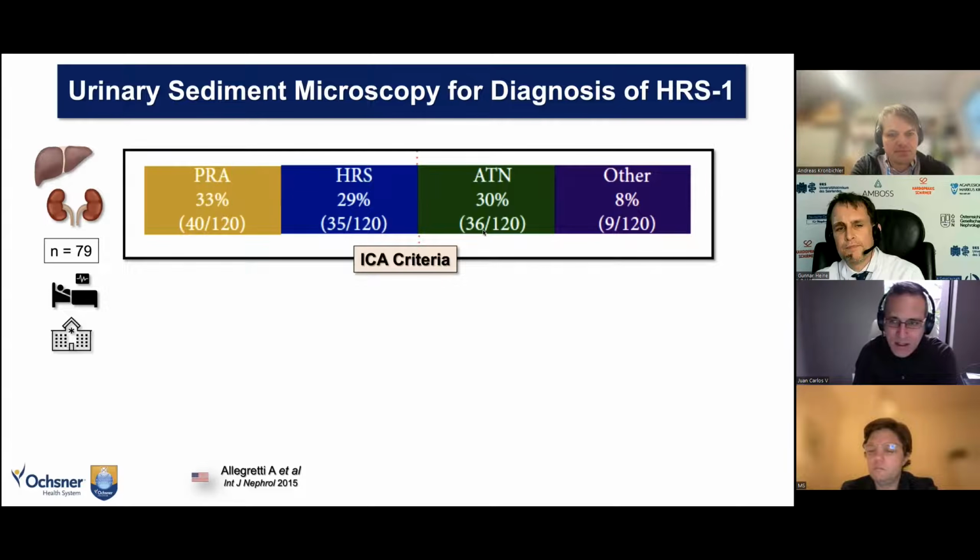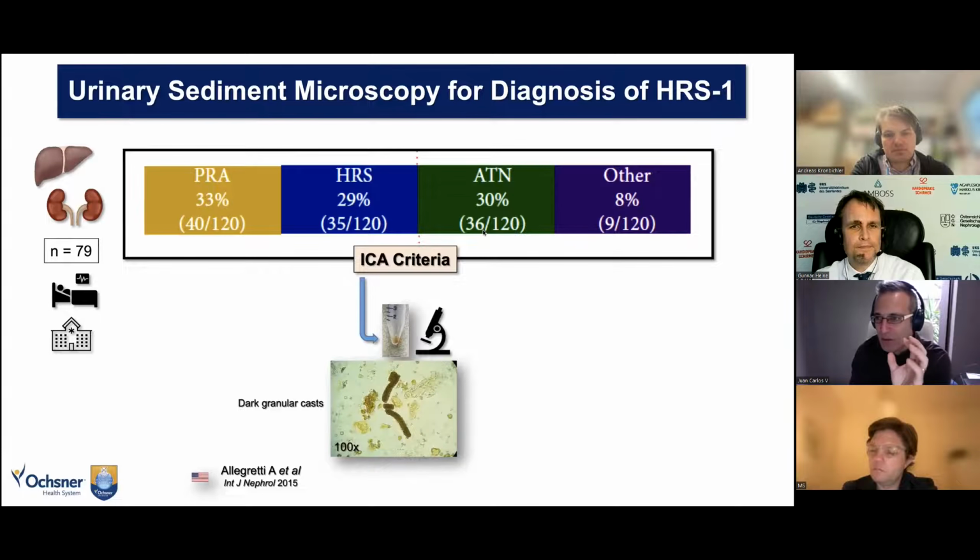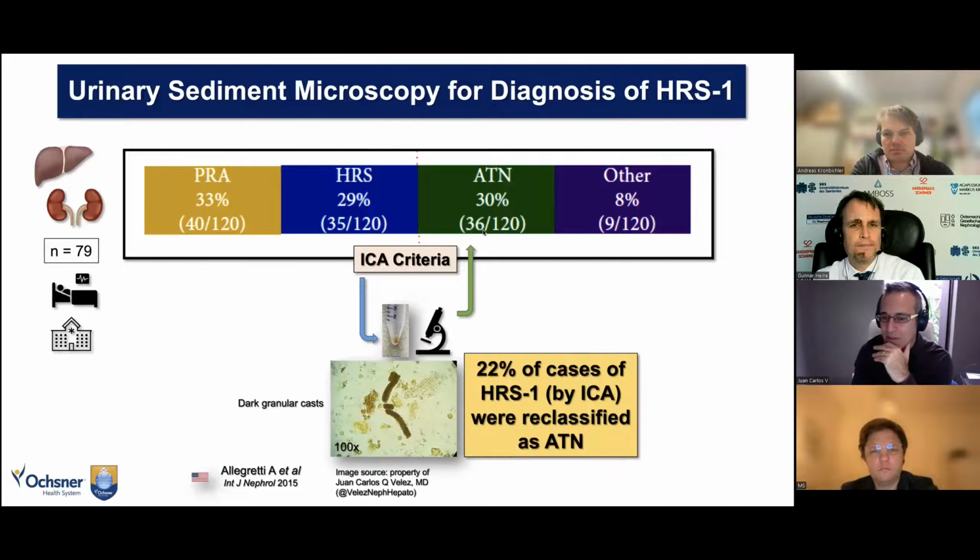One of our collaborators in the Harmony Consortium, which investigates hepatorenal syndrome, Andrea Allegretti at Harvard, reported this paper in 2015. Essentially, they took the ascites criteria for hepatorenal syndrome and looked at the definition of HRS and ATN. This is what he got: a split of 29% of patients that had HRS, 30% ATN. And then he went on and performed urine microscopy. For those in whom dark granular casts were found, the diagnosis was converted from HRS to ATN. That happened in 22% of the cases, which were reclassified as ATN.